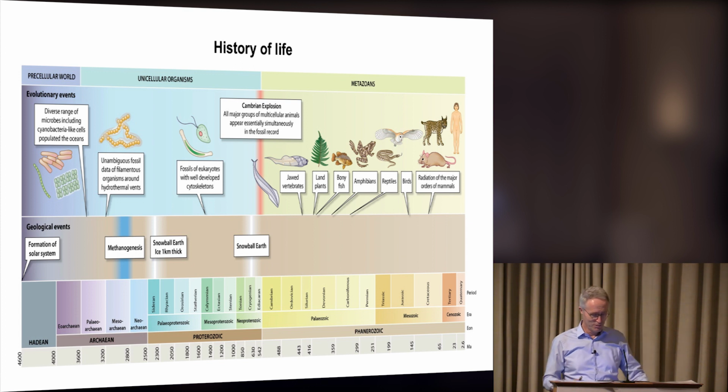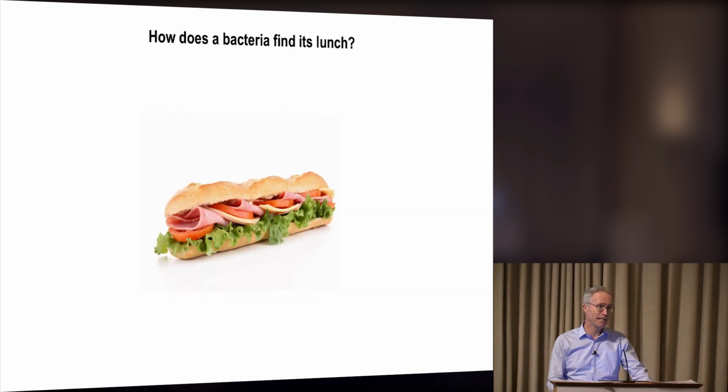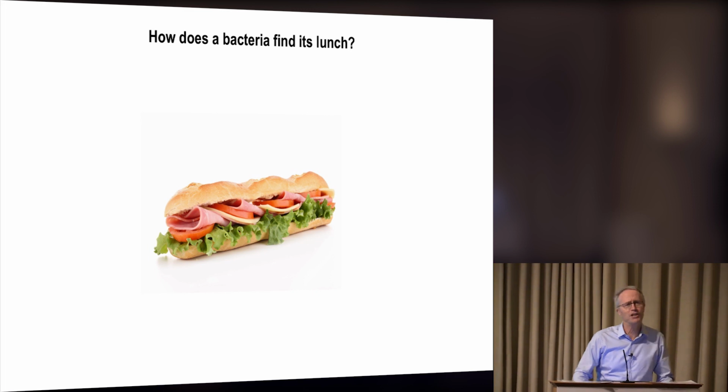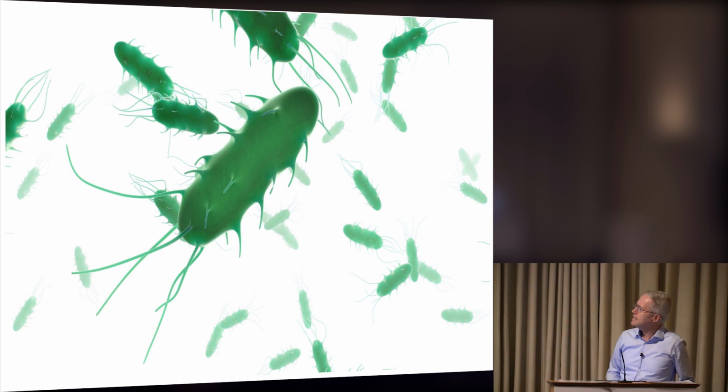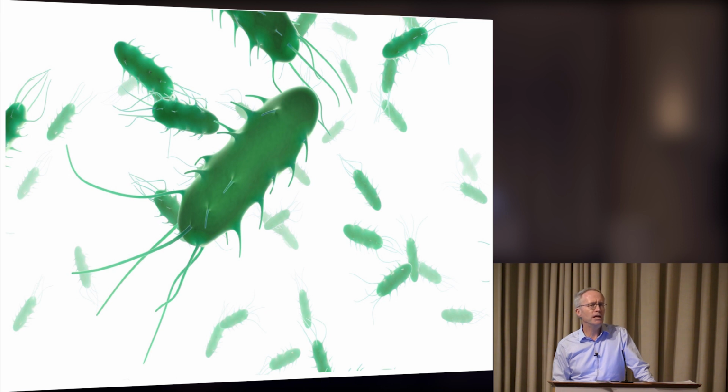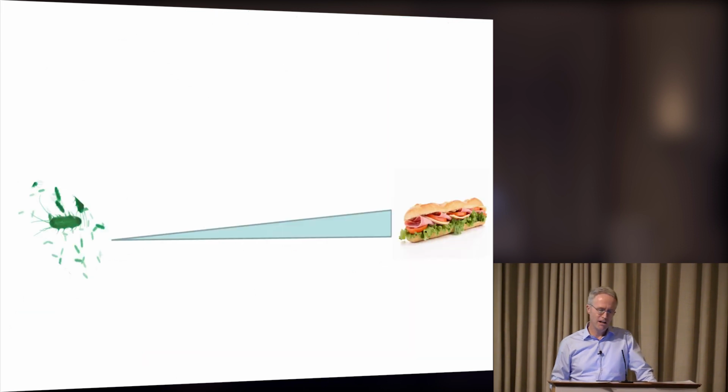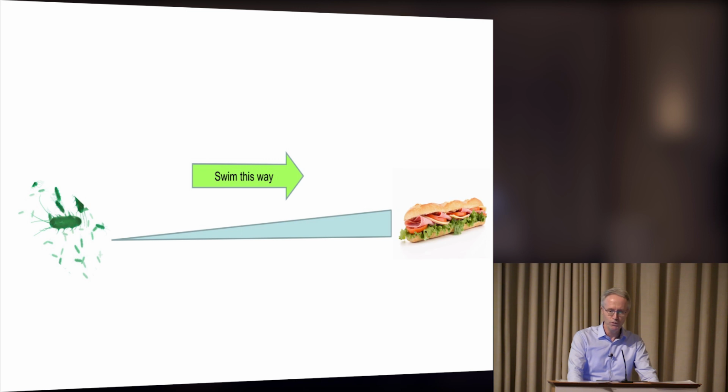The animals and organisms that lived back then were remarkable in their ability to do many very clever things, including finding lunch. So how does a bacteria find its lunch? Well, this is what they look like, and they can swim around the place in the soup that they live, and what they want to do is to find the food. And all food has a concentration gradient, and somehow this little organism has to swim up that gradient and find its way toward the food.